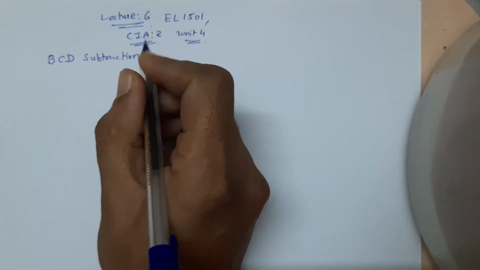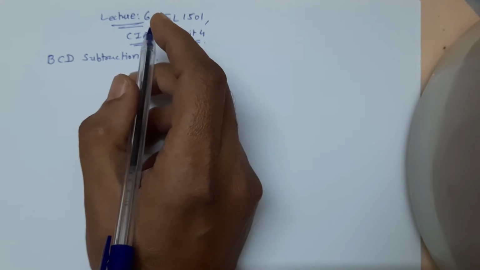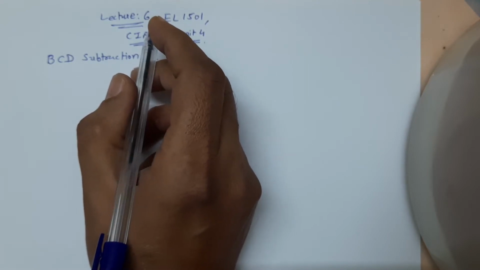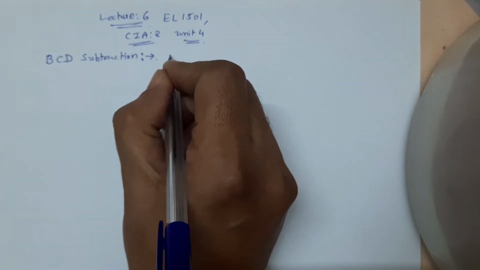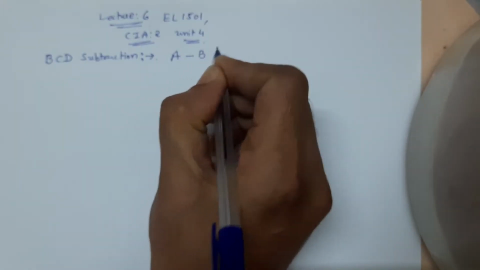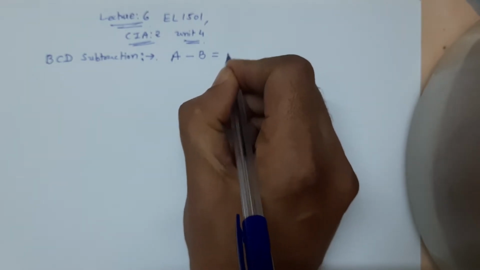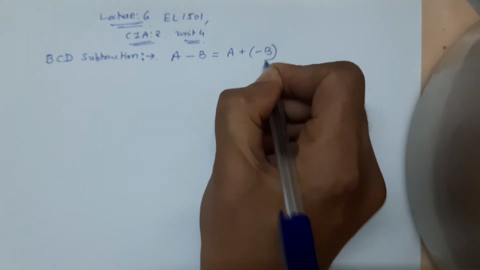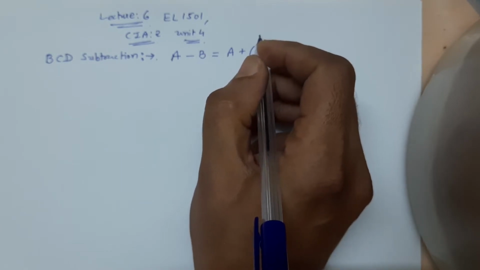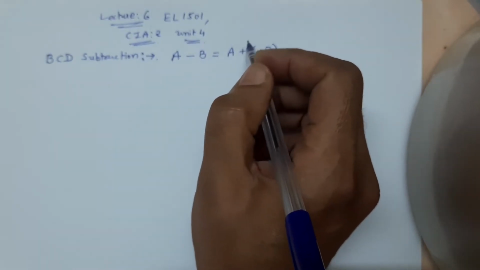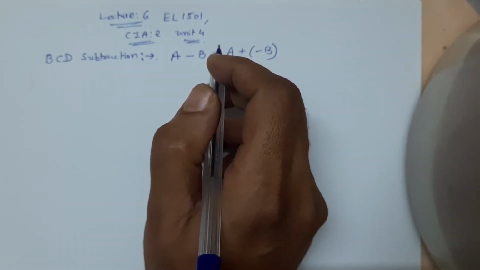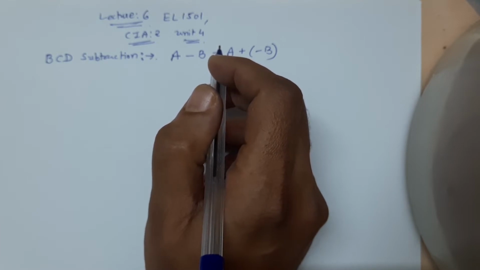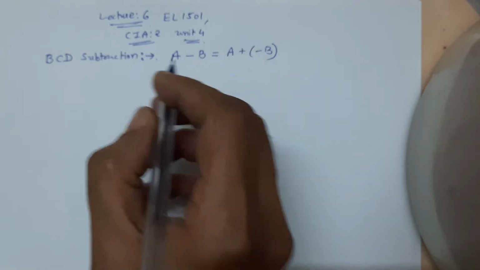What happened here? The subtraction of numbers is nothing but an addition of the second negative number with the first number. That means if we want to subtract A minus B, it is equal to A plus minus B. I repeat, the subtraction of numbers is nothing but an addition of the second negative number with the first number. In other words, the subtraction of numbers is the addition of the signed number. The addition of signed BCD numbers can be performed using 9th or 10th complement.